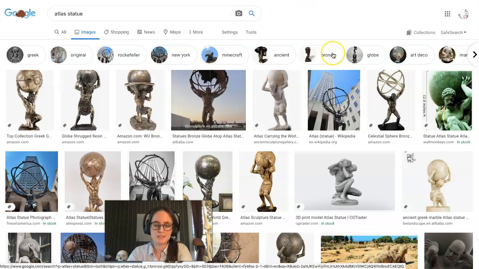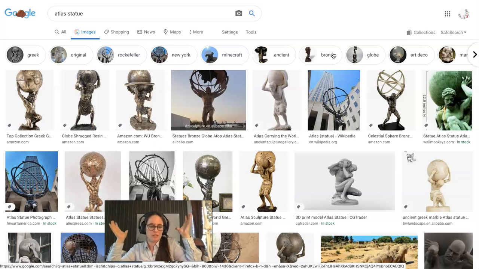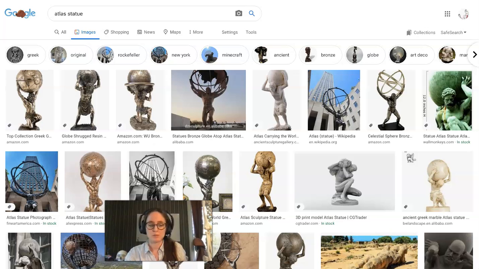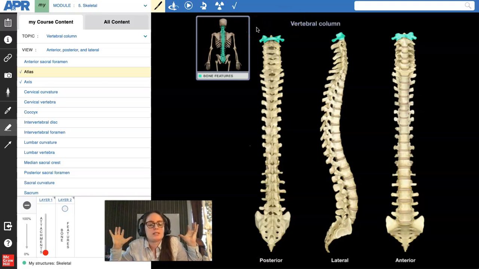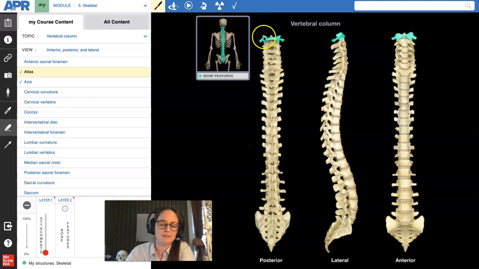Okay, this is the Greek god Atlas. He carries the world on his shoulders, and that's what they mean with C1 being Atlas. The world that it's carrying on its shoulders, in this case, is going to be the skull. So you have an articulation here with the occipital bone. And so it's very much like that statue holding things up like this. In fact, these surfaces right here are what's articulating with that occipital bone.